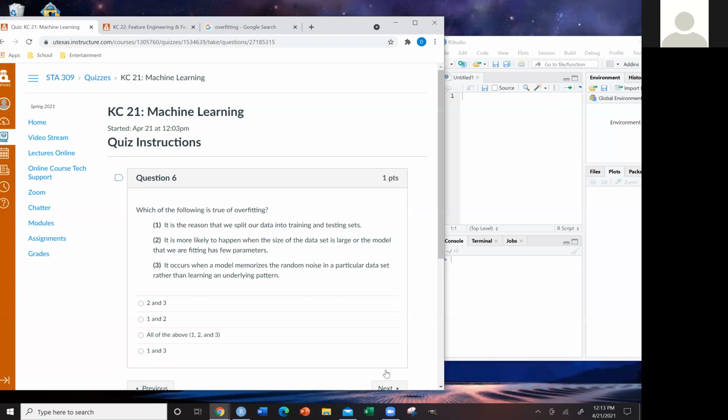6, which is true of overfitting. It is the reason we split our data set into training and testing. Is it the reason? Oh my God, these questions are tough. I don't think overfitting is the reason we split our data into training and testing sets. So I'm not inclined to say one. With that in mind, looks like answer choice A, but let me look at parts 2 and 3.